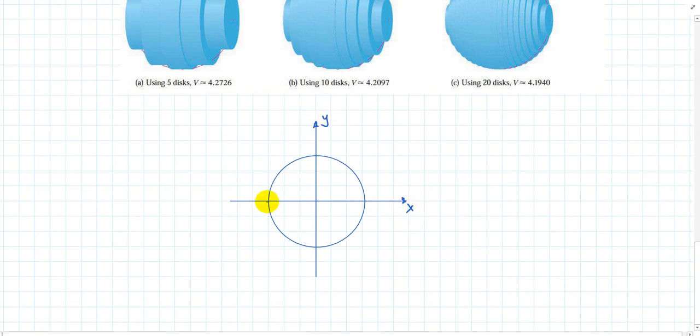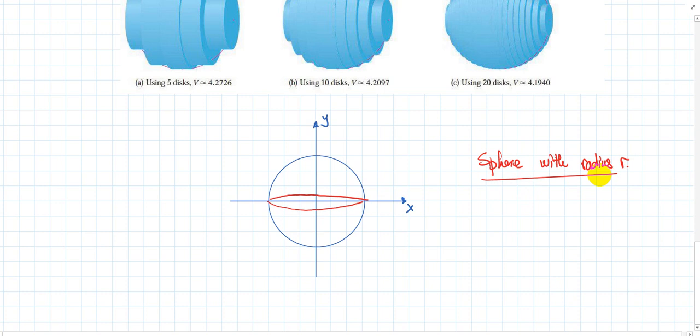So let's say we're given this sphere, okay, with the radius R. What I want is to find its volume. Again, the idea is like this.